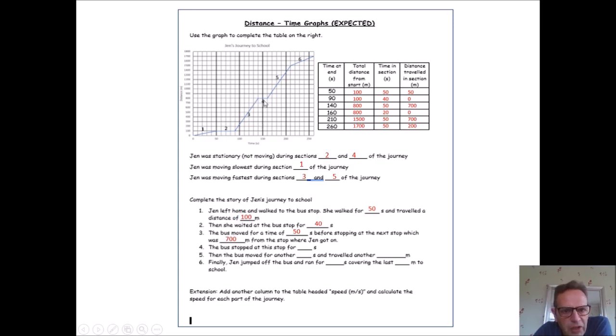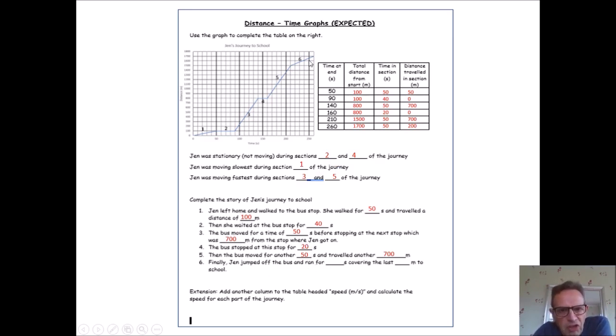It then stopped again. It stopped for 20 seconds. It then moved off, and it went for another 50 seconds, and it travelled another 700 metres. Okay, so actually we can see that the two sections are both 700 metres in 50 seconds, so 3 and 5 are the same. You can put a ruler and see if those two lines are parallel, the same speed.